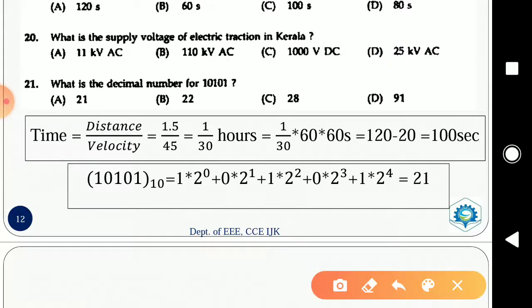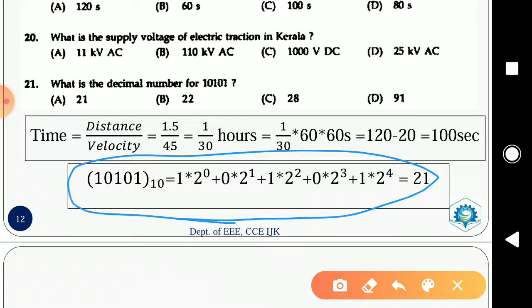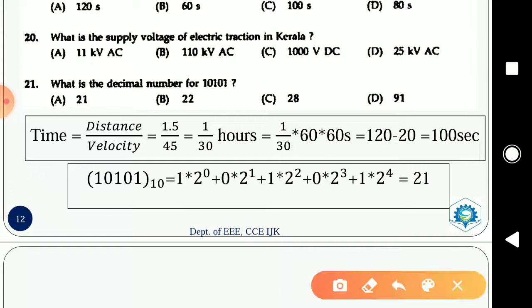It is a question from digital electronics. What is the decimal number for 10101? You can just check out this box over here. I have given the conversion. You will be doing 1 into 2 raised to 0 plus 0 into 2 raised to 1. That is, for each position, you will be doing the particular value. So, 1 into 2 raised to 0, 0 into 2 raised to 1. Here it will be 2 raised to 2, 2 raised to 3, 2 raised to 4. You multiply the corresponding number, add it, and you will be getting the answer as 21, or option A is the correct answer.